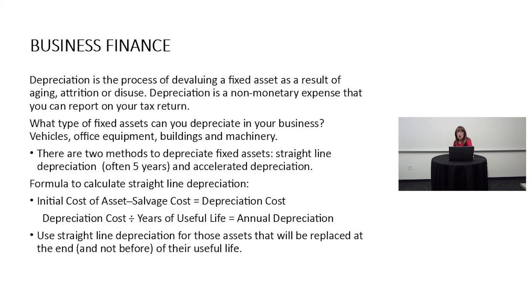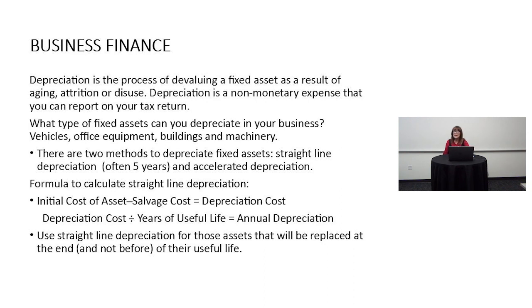If I take the cost of the asset minus the salvage cost, I'm going to get $20,000 worth of depreciation cost. I'm going to take that $20,000, my depreciation cost, and I'm going to divide it by the years of useful life. In this case, I'm going to say 5 years straight line depreciation. So annually, for the next 5 years, I can take $4,000 of depreciation, and it will factor into my tax liability.